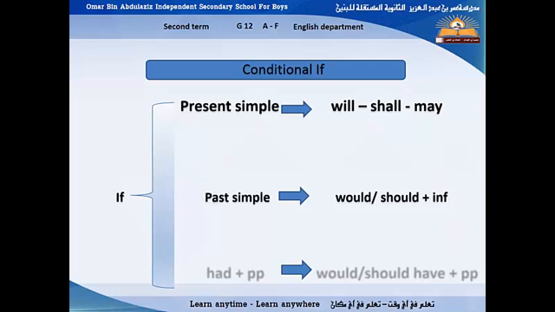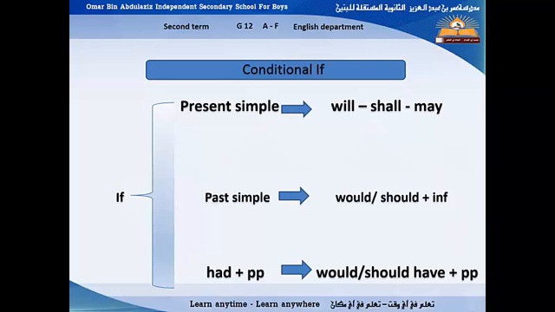Now let's move to the third case of conditional if, or the third conditional. If is followed by past perfect for the first sentence and then would or should have plus past participle for the second sentence. Before we move to the next slide, we are just going to make a kind of mind map for all conditional if.